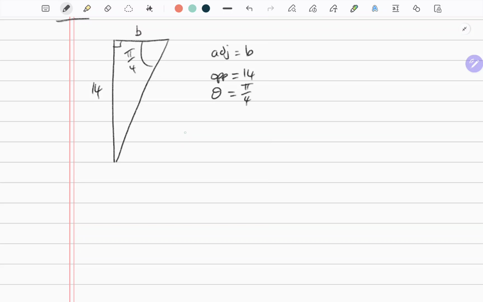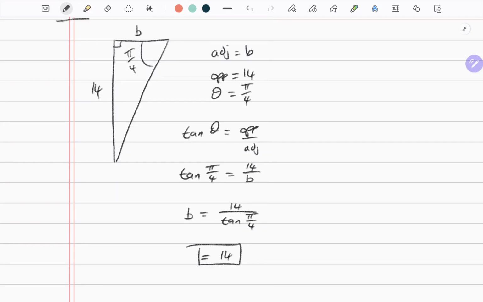So let's write this all out. Tan theta is equal to opposite over adjacent. So tan pi by 4 is equal to 14 over B. To get B on its own, again, we just swap the left-hand side with what's in that denominator. So B is equal to 14 over tan pi by 4. You're going to get bored of me telling you this: make sure it's in radians when you calculate this, and that will give you 14 as well.